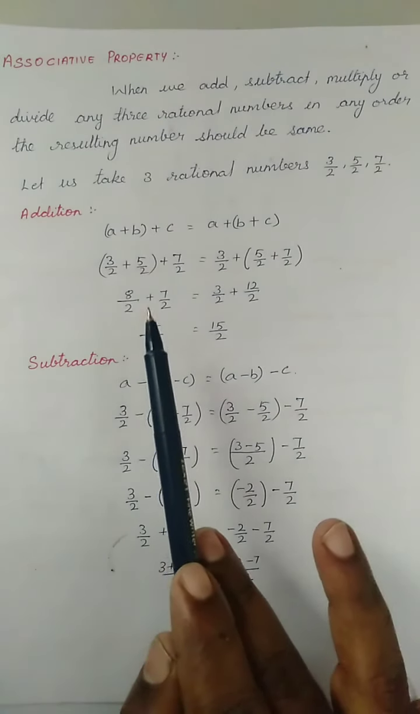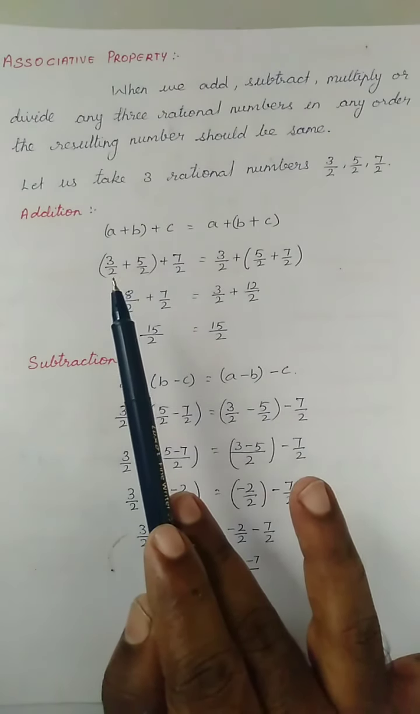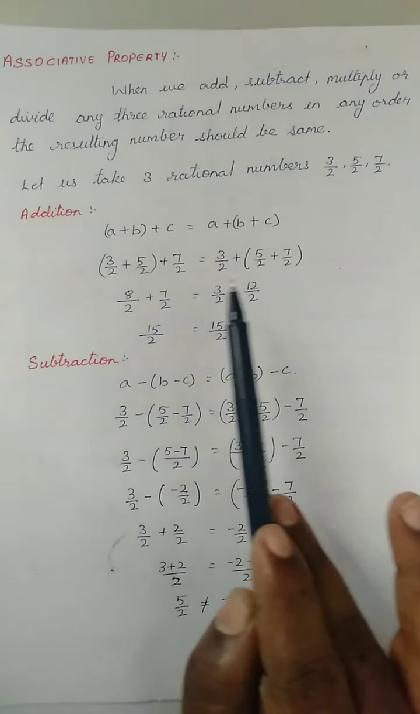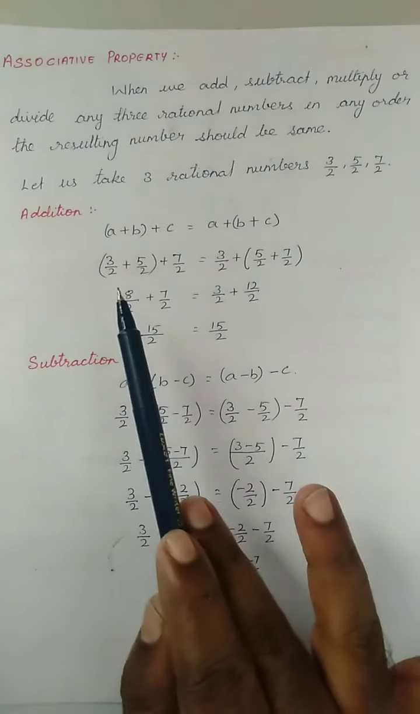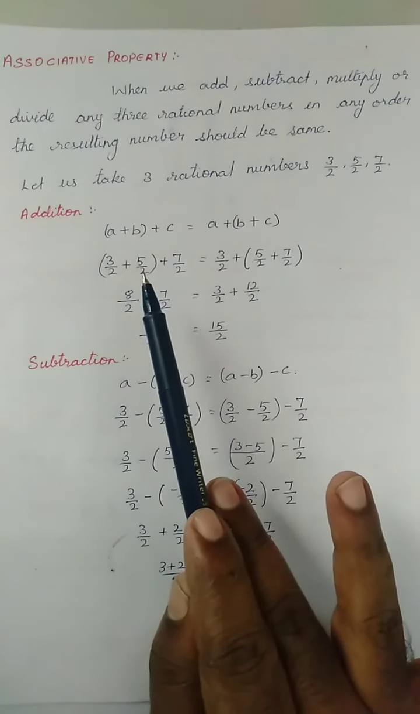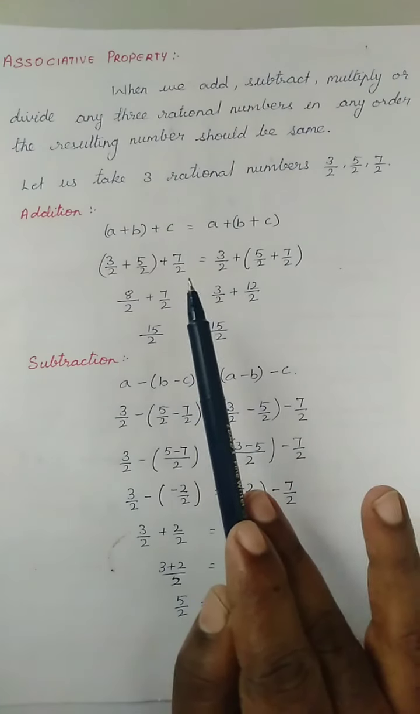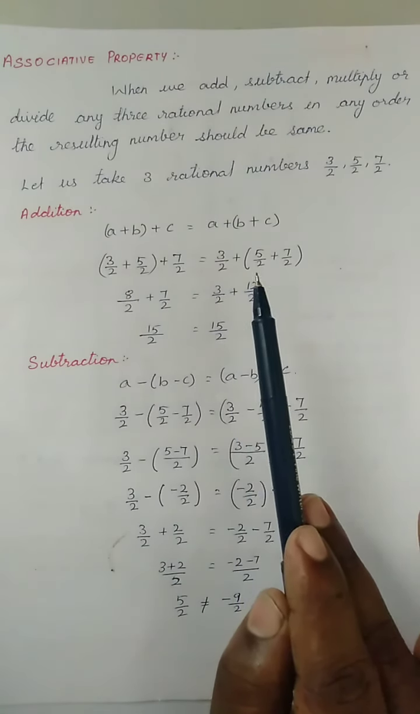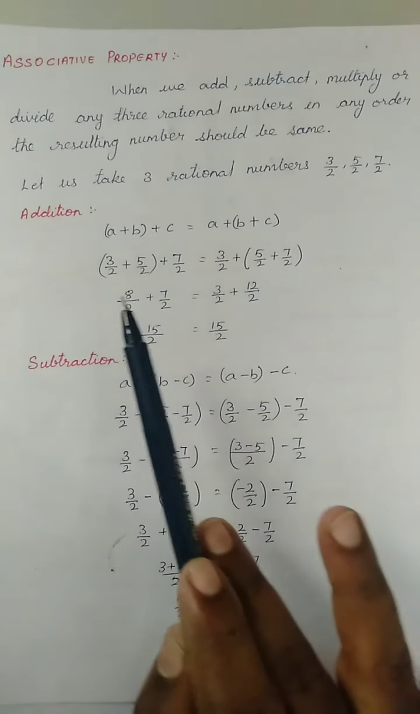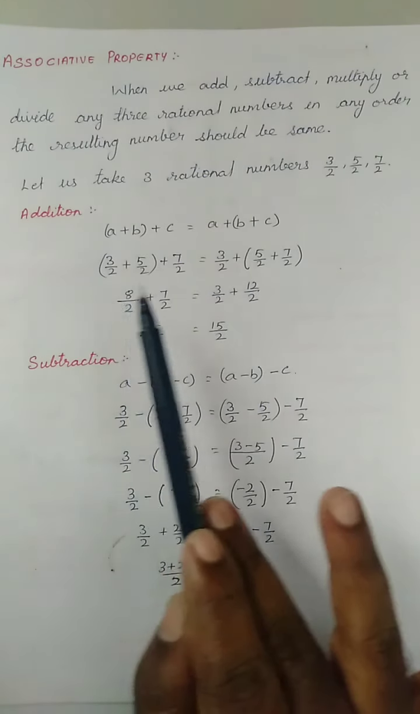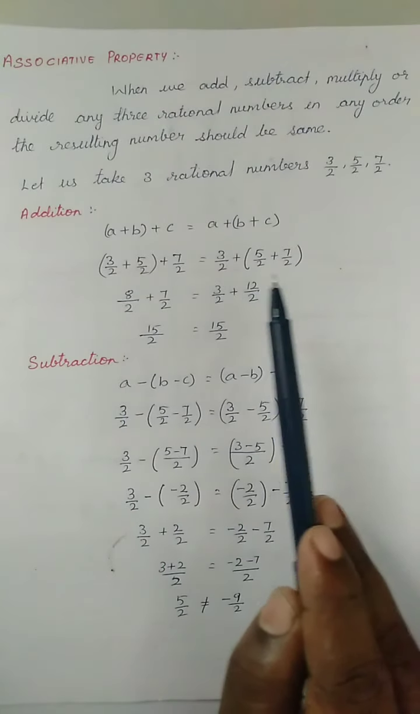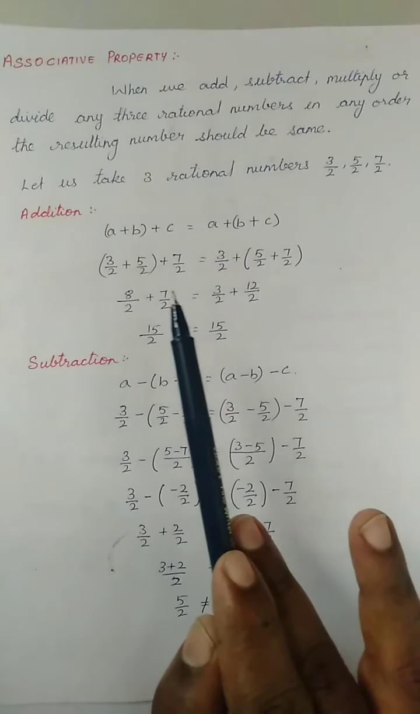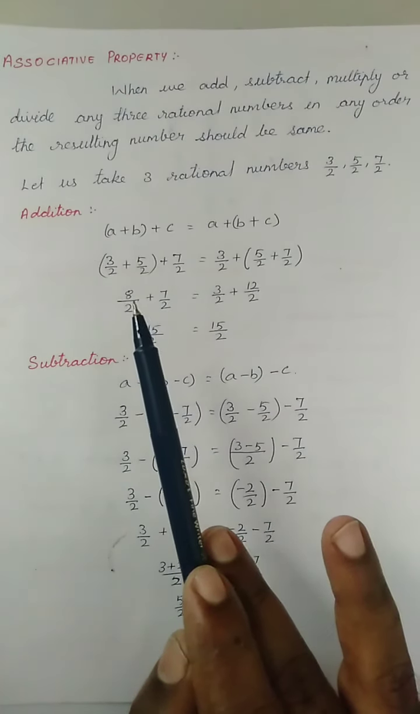So let us substitute the value of a, 3 by 2, the value of b, 5 by 2, and the value of c, 7 by 2 in this expression, and let us check it out. So (3 by 2 plus 5 by 2) plus 7 by 2 is equal to 3 by 2 plus (5 by 2 plus 7 by 2). Here we have drawn the bracket for the first two terms, whereas here we have drawn the bracket for the last two terms. Now let us check whether we are going to get the right answer or wrong.